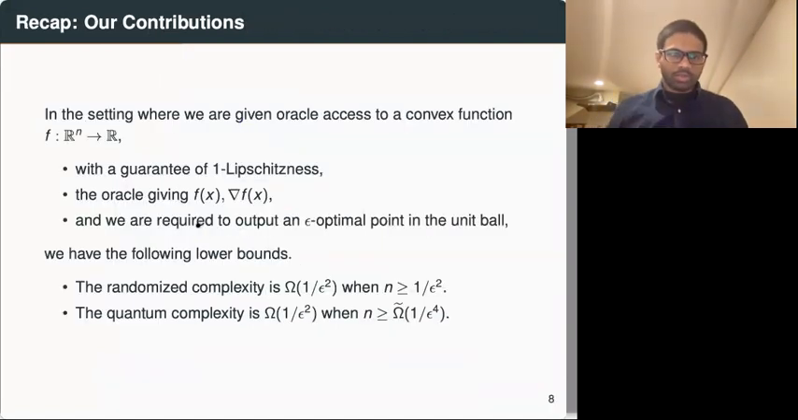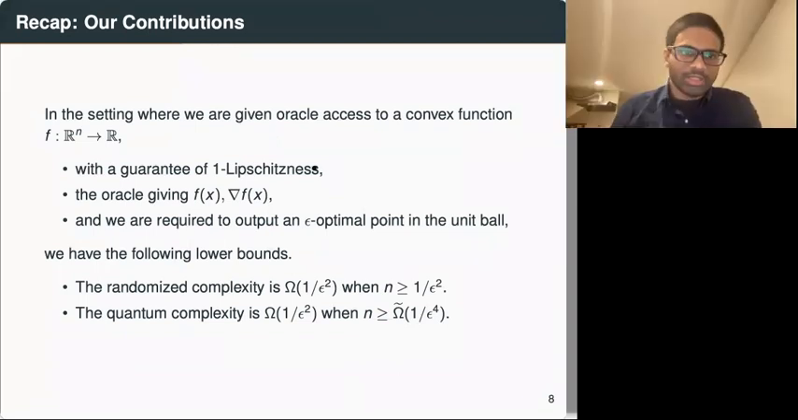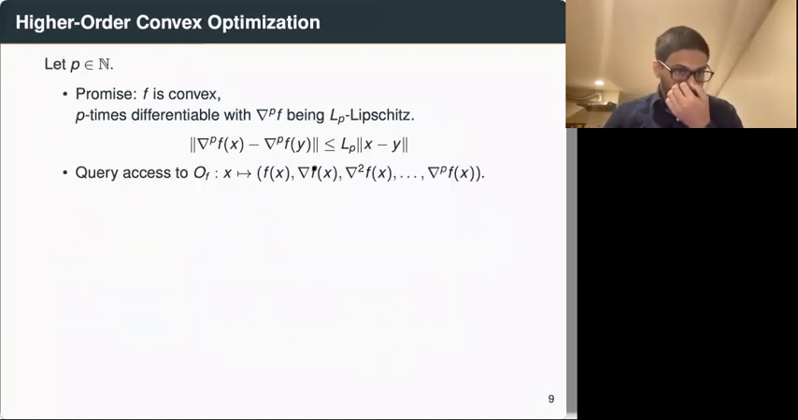Right, so to recap, we were working in the setting where we have a guarantee of just the Lipschitzness. The oracle was giving us the function value and the gradient, and we were required to output an epsilon optimal point. And we showed a randomized and quantum lower bound for this. In a follow-up work, we had results that extended this, or were at least in a related setting. And that's what I'll talk about now.